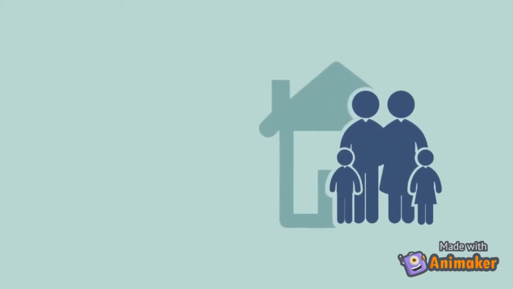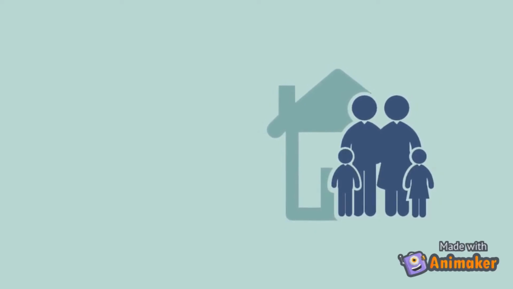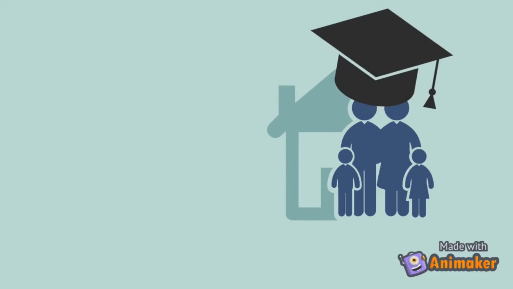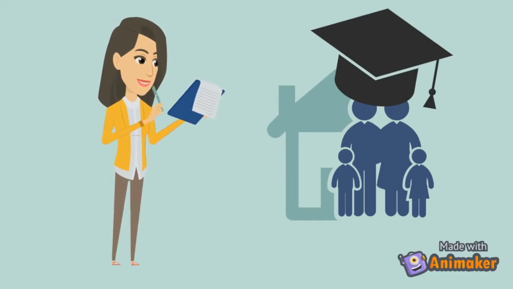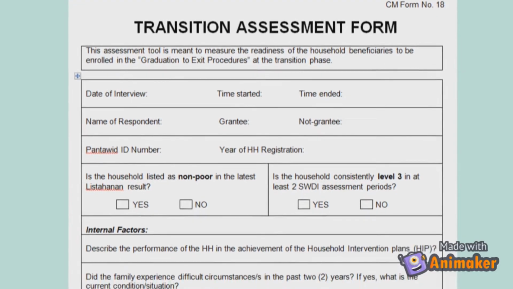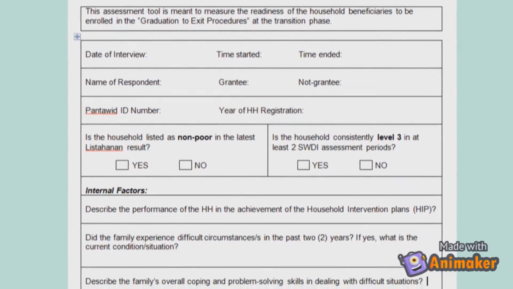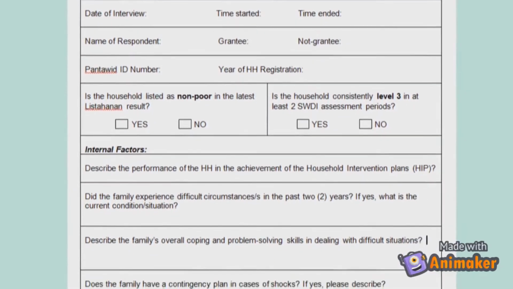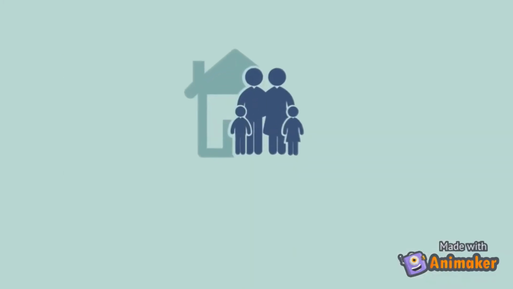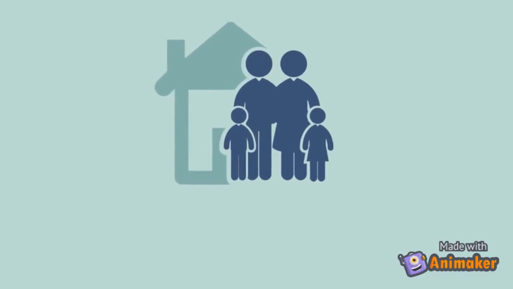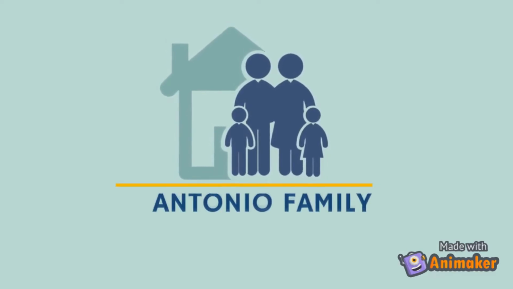The beneficiary household who shall pass the transition eligibility criteria shall be deemed a candidate for graduation or exiting. To determine the eligibility, the case manager shall conduct a home visit and administer the transition assessment tool. This tool is meant to measure the readiness of the household beneficiaries to be enrolled in the graduation to exiting procedures. To practice using the transition assessment tool, let's go back to the case of the Antonio family.